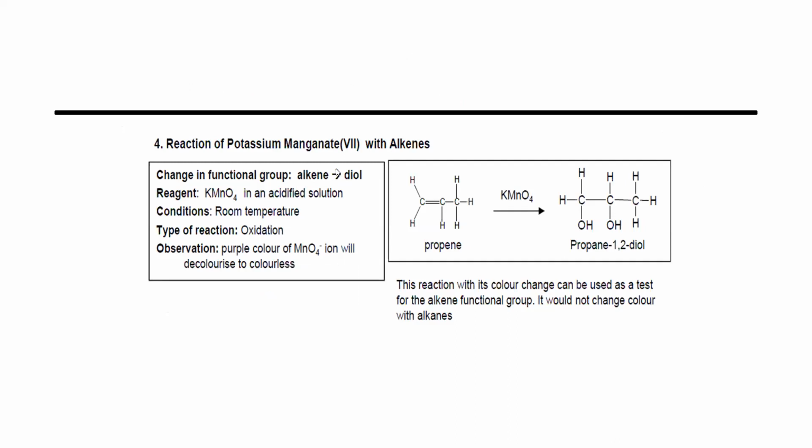Then reaction of potassium manganate 7, acidified potassium manganate 7. This is called an oxidation reaction. The term oxidation reaction, addition of oxygen, is known as oxidation. So what does it result in? It results in the formation of a diol. You don't have to learn the mechanism for this reaction, just the final product. The double bond will break, and OH, oxygen, is added.